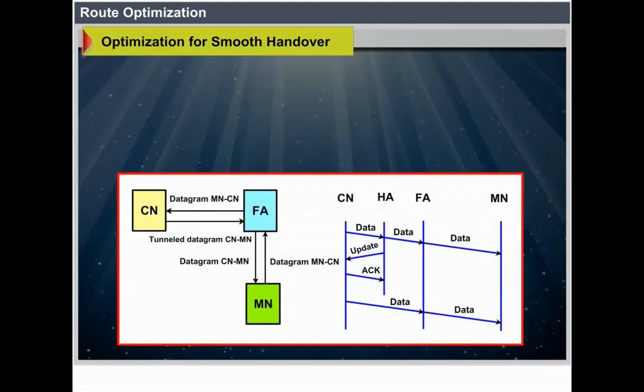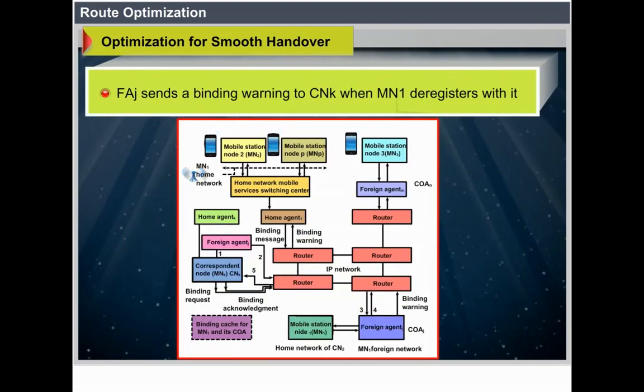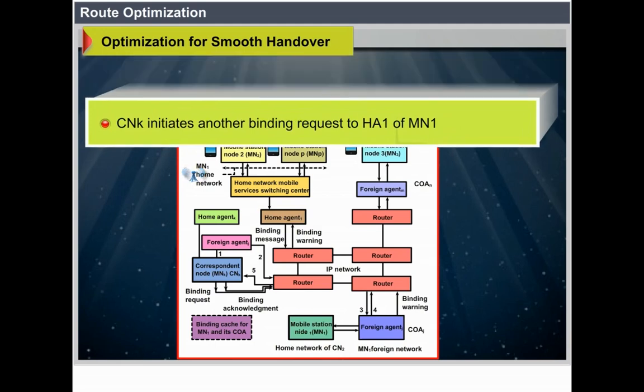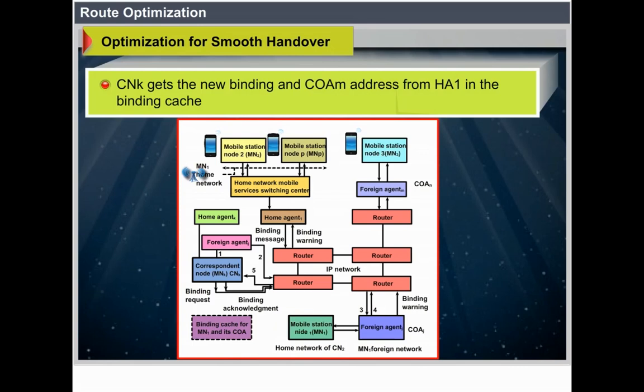Optimization for smooth handover. FAJ sends a binding warning to CNK when MN1 deregisters with it. This lets CNK initiate another binding request to HA1 of MN1. CNK gets the new binding and COAM address from HA1 in the binding cache.